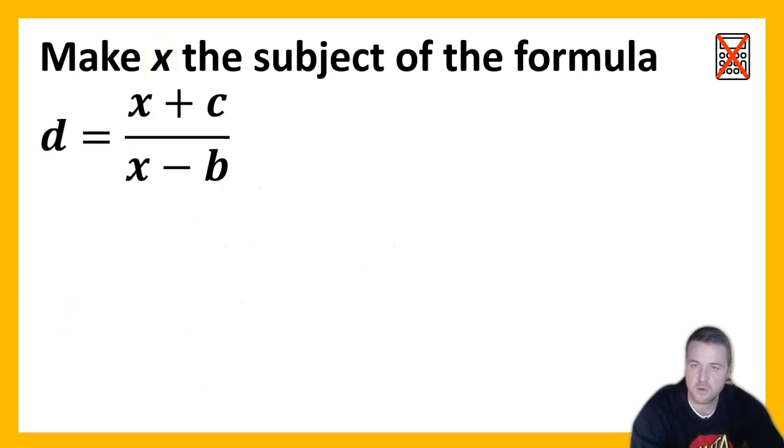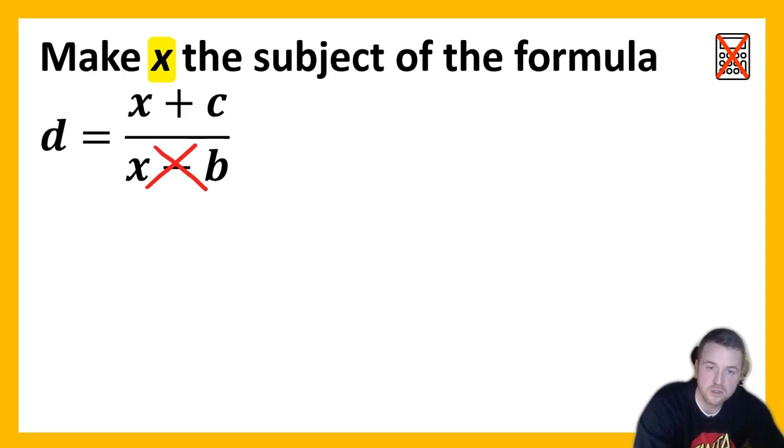On to the intermediate question with an increase in difficulty. We are making x the subject of the formula. If the variable that you're attempting to make the subject of the formula appears as part of a denominator, you'll have to start by multiplying through by this denominator to eliminate it. So my first step would be to multiply through by x minus b.